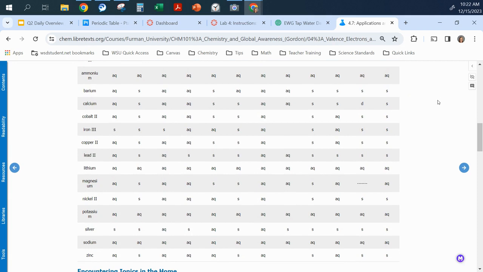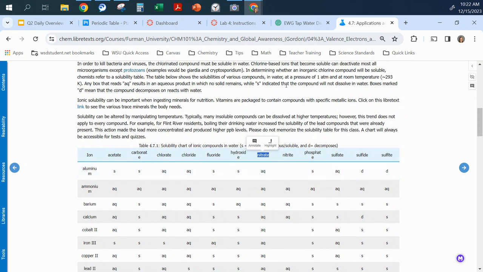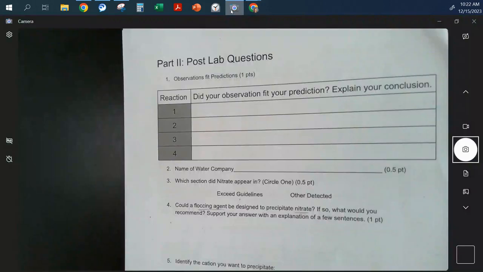Is there anything that will make nitrate a solid in solution? No, everything is aqueous on this one, and I think on your chart too. So would we be able to use a flocking agent to precipitate nitrate? No, we can't. And then explain why.